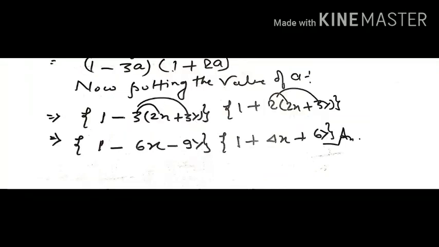Now we will put the value of a. In 1 − 3a, in the place of a we put 2x + 3y, so 3 times 2x + 3y gives 6x + 9y with the sign changed, and 1 + 2a gives 1 + 2 times 2x + 3y, which is 4x + 6y. So like this you can do, it is our required answer. Okay, remove the bracket, change the sign, and your answer will match.